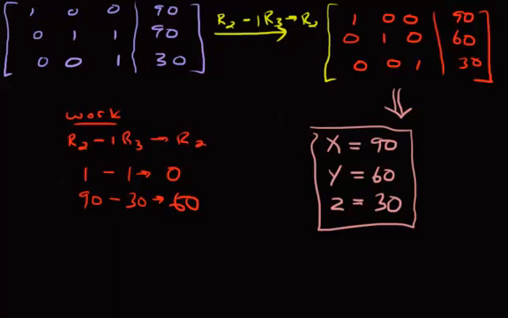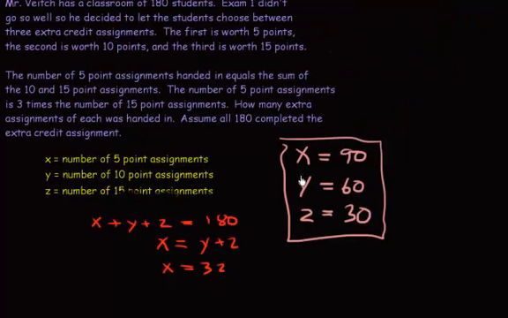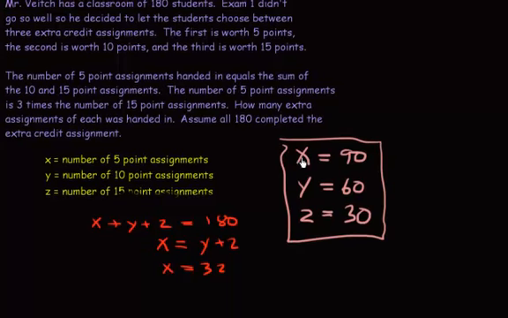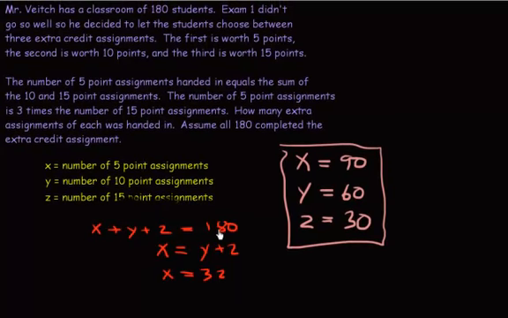All right, now x represented the number of 5-point assignments. So let's go write that up by the word problem. Okay, so let's do a quick check. So x plus y plus z, does that equal 180? So if you were to add these together, do we get 180? And we do. Does x equal the sum of y and z? Well, y and z are 60 and 30. And does that equal 90? Sure does. And then last one, does x equal 3 times z? Well, z is 30, and 3 times 30 is 90, so that worked out.